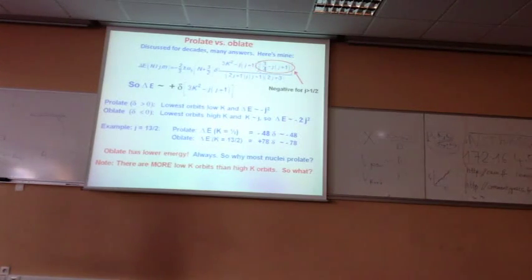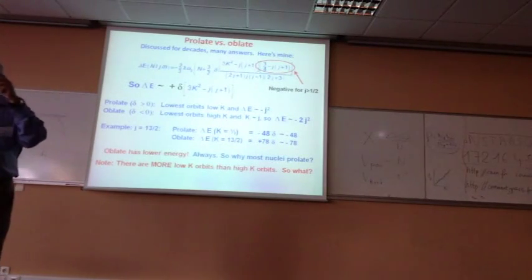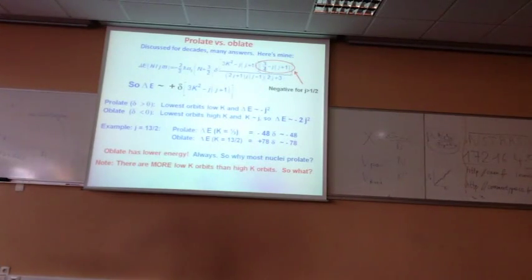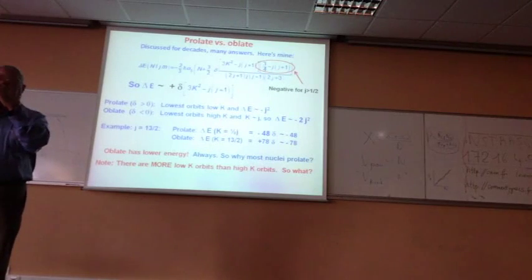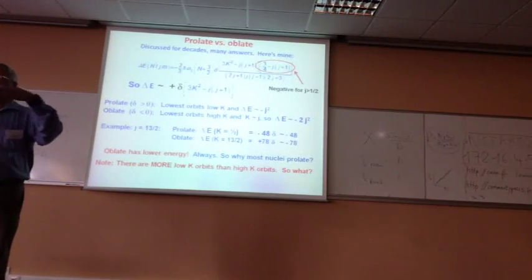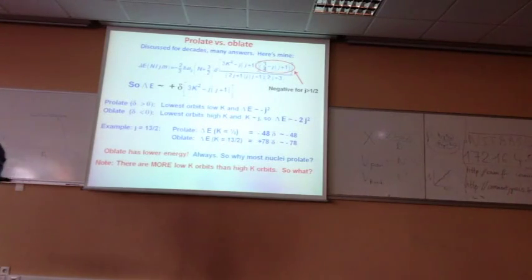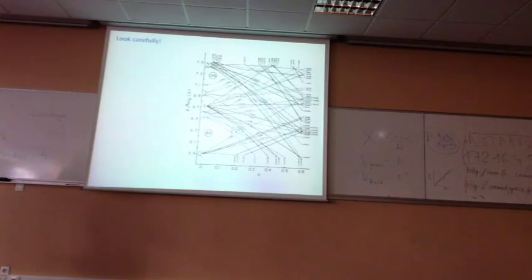In some sense, that even makes sense. If you imagine a spherical nucleus, and I have a particle going in an orbit, that, if anything, makes it disc-like, so it tends to make it oblate. So according to this, you would expect the nuclei to be oblate, but yet they're not. So what's going on? Okay, here's what I think is going on.